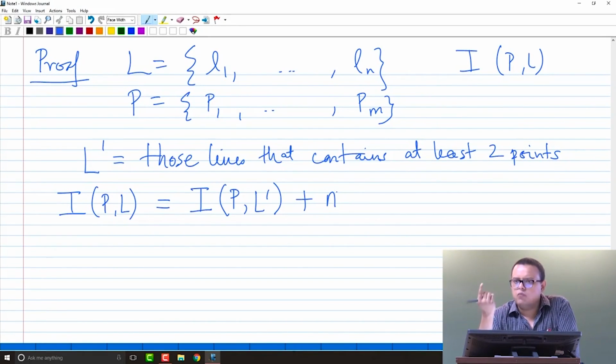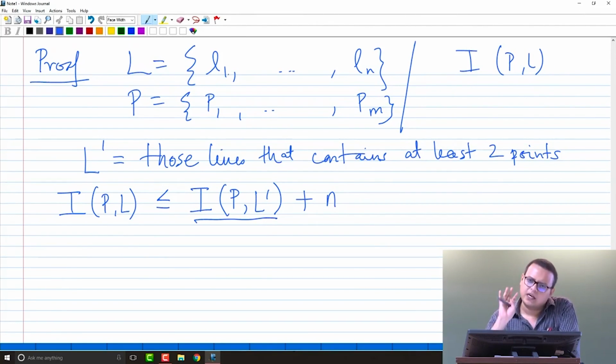The lines that contain 1 point will contribute at most n many incidences, at most. So I can write it like this itself, right? It's true. So again, if I can prove a bound for this, I am done, the same kind of bound. So again, without loss of generality, because it won't hamper the bound that we are trying to prove, assume each line contains at least 2 points also. Make sense? Yes? So all of these lines contain at least 2 points from P.